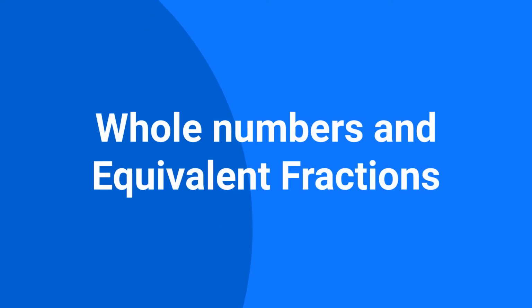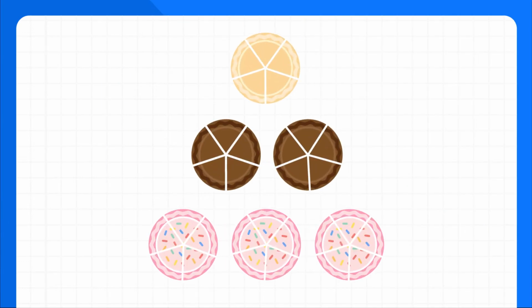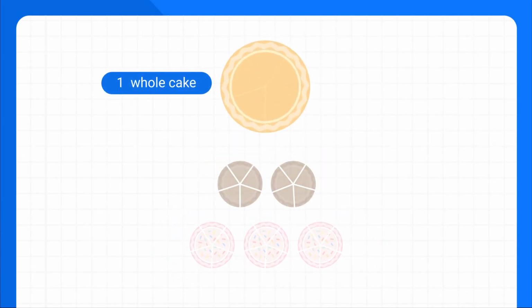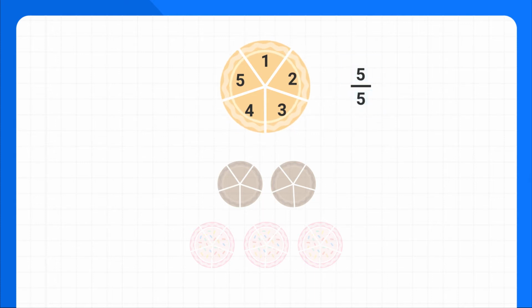Today we're learning about whole numbers and their equivalent fractions. Let's start by looking at some cakes. And here at the top, we have one vanilla cake. We want to describe how many slices are there. Well, we could say the cake's been cut up into 5 slices, and we have all of those. So we have 5/5 of this cake.